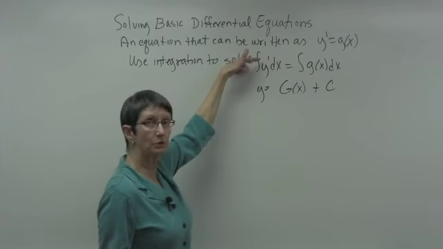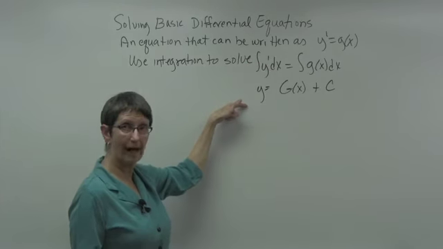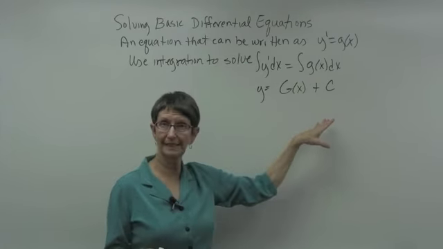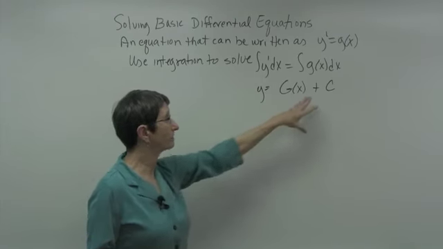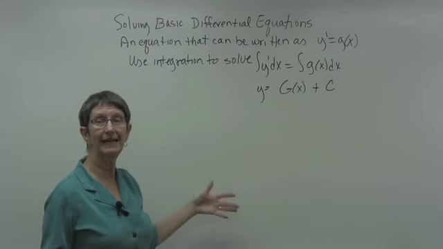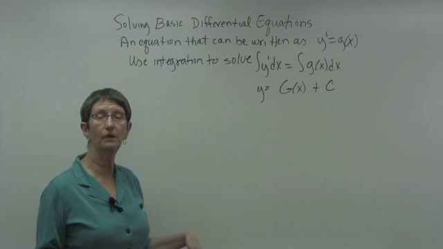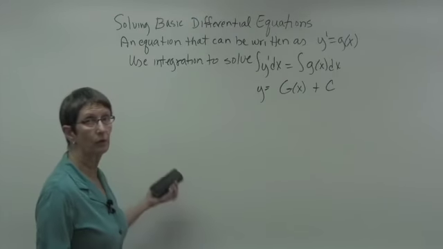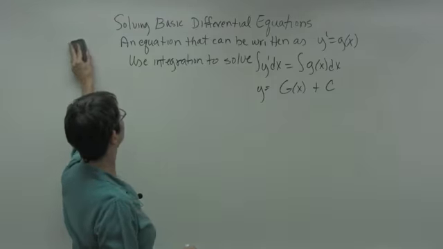And when you do the antiderivative of the derivative, you get y. And the antiderivative of little g would be capital G of x plus c. And sometimes you have to find c, that you will be given an initial condition, and you'll have to find what the constant of integration is equal to. So let's look at one of these types of problems.